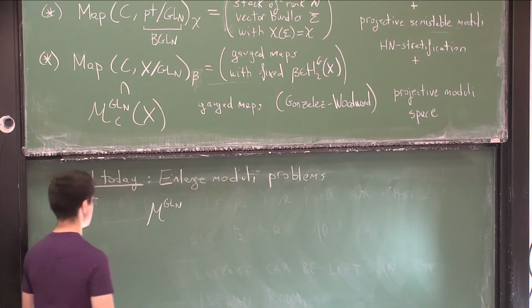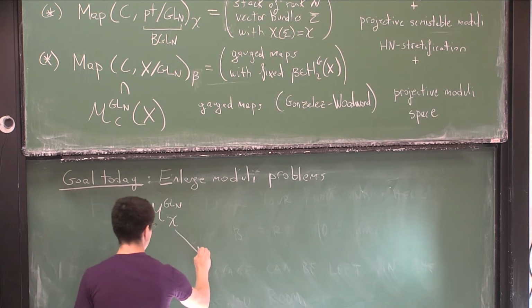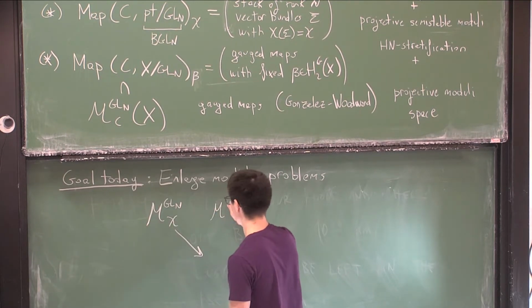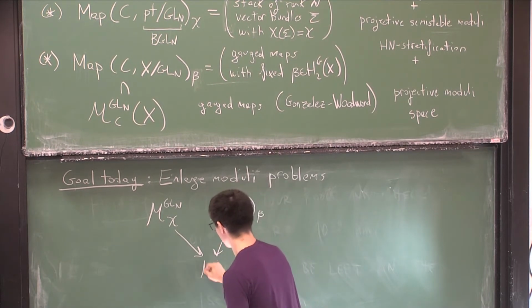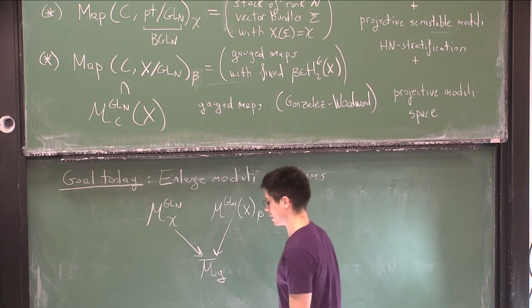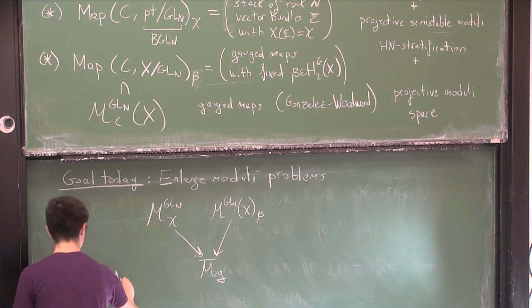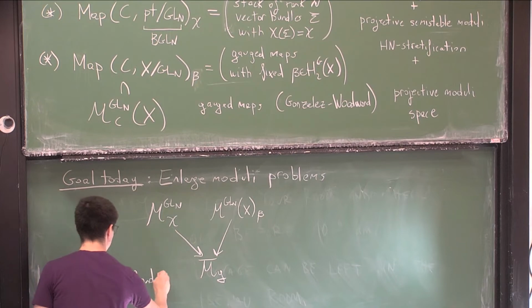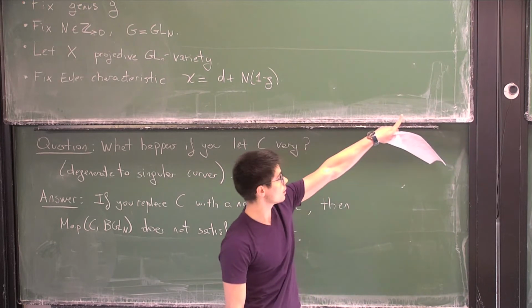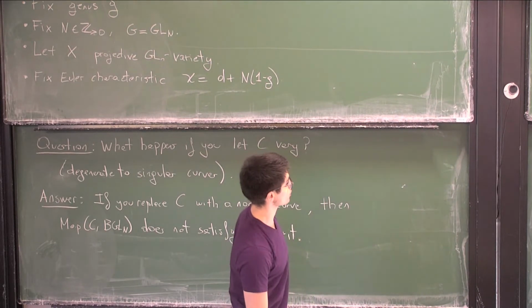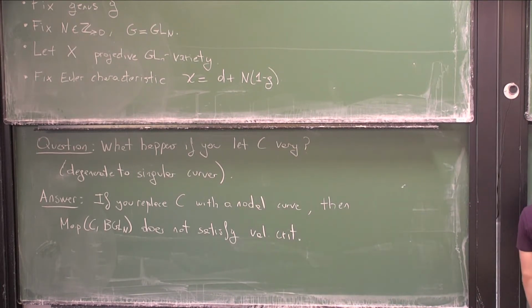One I'm going to be calling M_GL_N, maybe I'm going to put a chi. And then we're going to consider M_GL_N(X, beta). And these are both going to live over the Deligne-Mumford stack. The fibers over smooth curves are going to be these moduli spaces, which is the moduli of vector bundles on the curve, and the moduli of actually this type of quasi-maps.